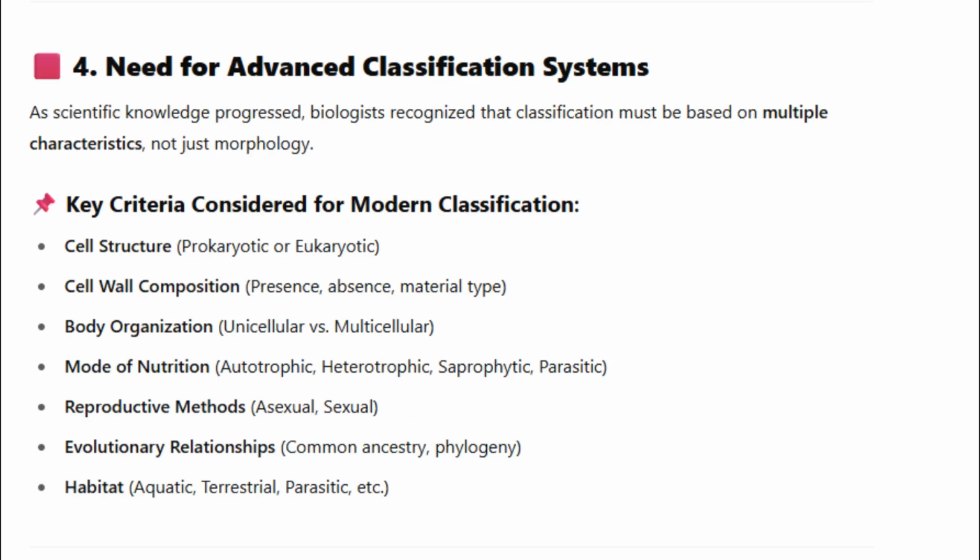As science progressed, biologists realized we need to look beyond just shape or size. Classification had to include cell structure, prokaryotic or eukaryotic, type of cell wall, nutrition style, autotroph or heterotroph, mode of reproduction, evolutionary ancestry and habitat. This opened the door to more accurate systems.